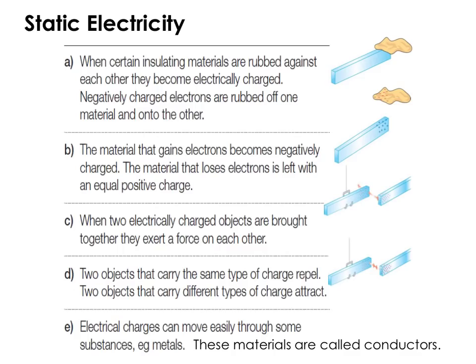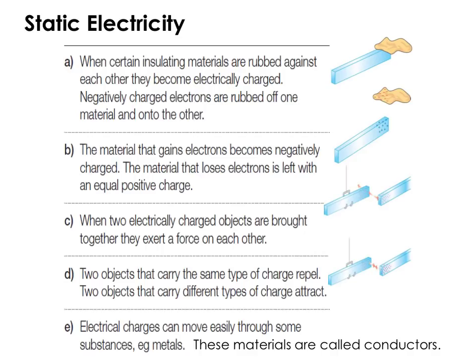So first slide for triple is static electricity. That's when certain insulating materials are rubbed against each other, they become electrically charged. So you can see if we have a cloth here and we rub it against this rod, they'll both become electrically charged. And the reason for that is that negatively charged electrons are rubbed off one material onto the other. The material that gains electrons, remember, because electrons are negative, will become negatively charged, and the material that loses electrons is left with an equal positive charge. So the fact that we've got positive charge on the rod and negative charge on the cloth means electrons have transferred from the rod to the cloth.